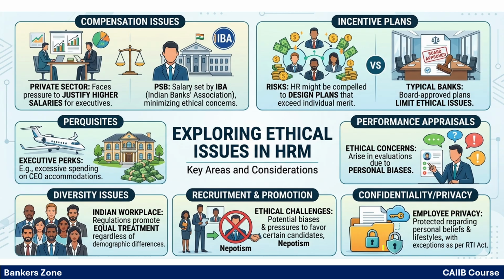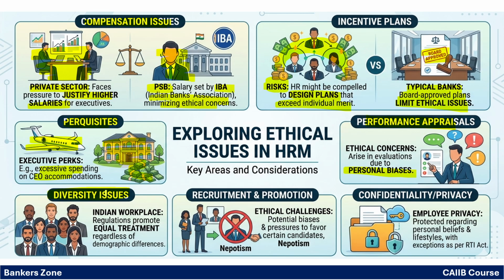So see, through the image you will get further interesting clarity. See, the compensation issue, like in the private sector, justifying higher salary, HR can be under pressure. But in public sector banks we are having the IBA structure, so no justification required. We are having a proper structure. Incentive plan, obviously there is a risk. How is there a risk? See, designing a plan that will exceed the individual merit, or HR can be forced to give more incentive, right? But in public sector banks we are having incentives which are approved by the board. Now there can be issues like perks, giving more perks to the higher executive, like flight tickets, house, etc. There can be issues like performance appraisal, where personal biases can be there.